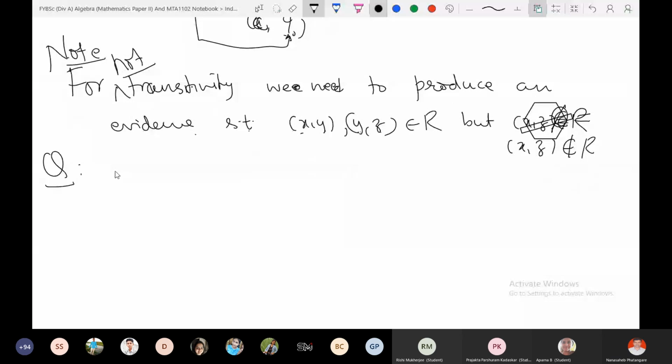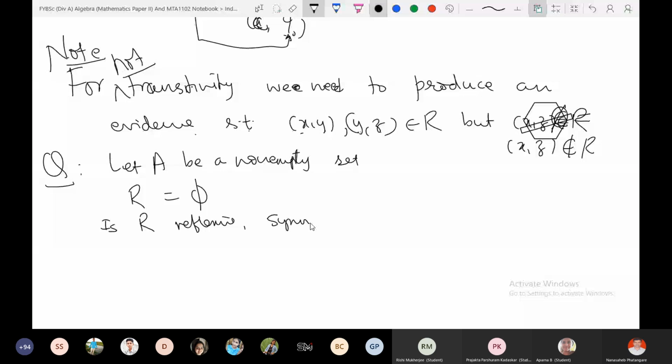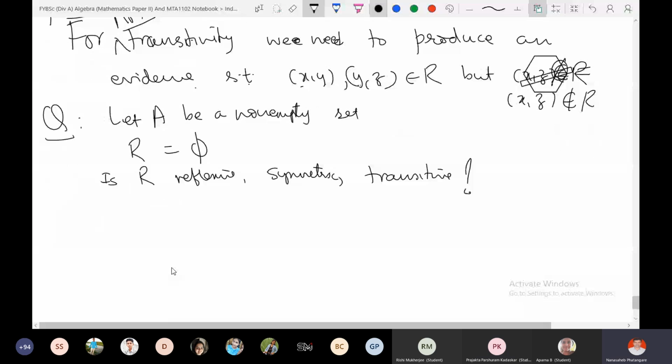Let A be a non-empty set and R is the empty set. Is R reflexive, symmetric, transitive? Now, this is a very logical and philosophical question.